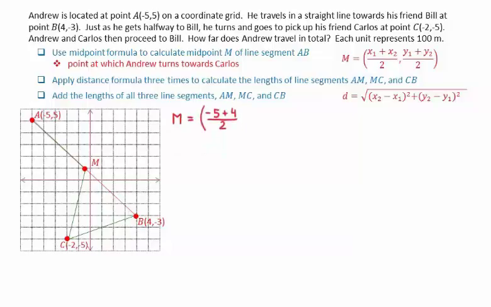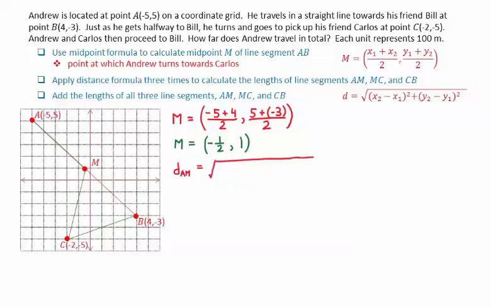The midpoint is simply the average x-coordinate, (-5 plus 4) divided by 2, and the average y-coordinate, (5 plus -3) divided by 2. This gives point M, the midpoint between A and B, as (-1/2, 1). We can then figure out all of the distances. First of all, the distance between A and M, dAM.